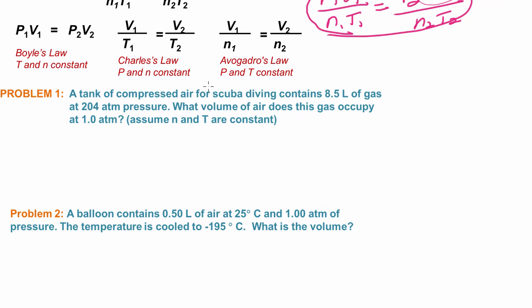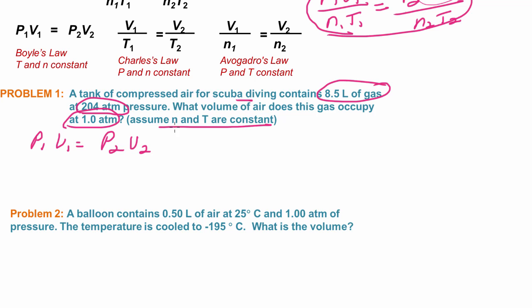So here we have a tank of compressed air for scuba diving, and it contains 8.5 liters of gas at 204 atmospheres of pressure. What volume of air does this gas occupy at 1 atmosphere? We're assuming n and T are constant. So we have volume and pressure. This is Boyle's law, by the way. We have P1 V1 is equal to P2 V2. Again, remember n and T are constant, and those would cancel out on both sides.